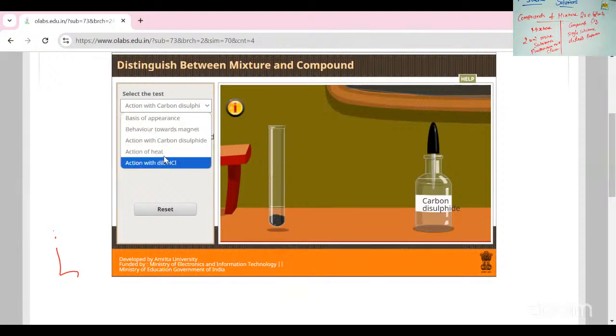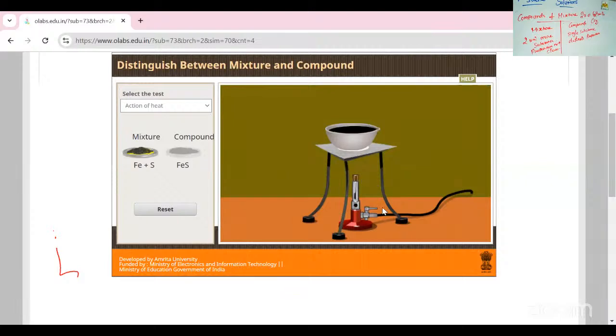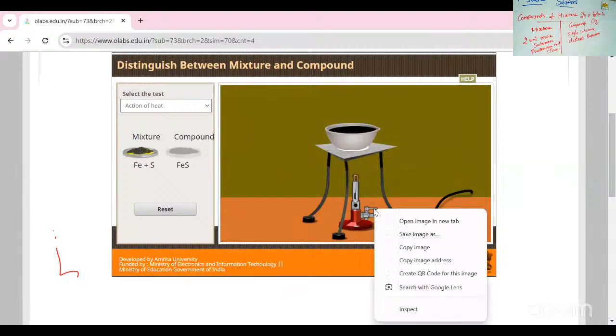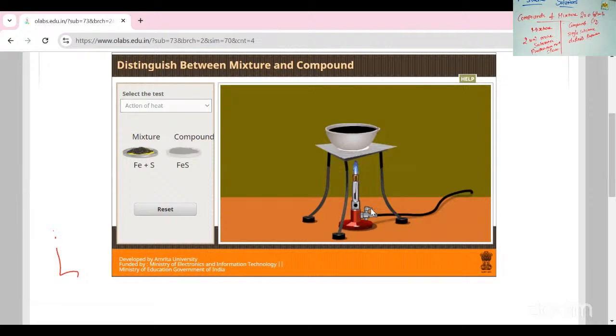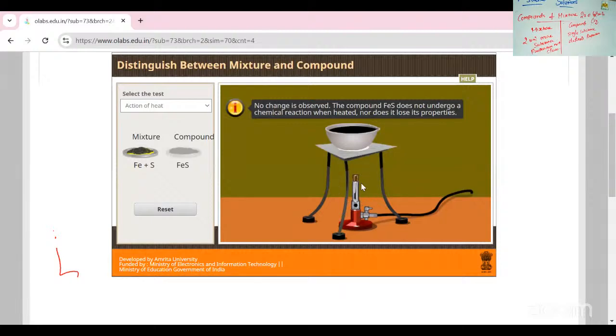And the next one is action of heat. So I am going to turn on the burner. What is going on here? The particles are evaporated from this area. In the compound, no changes are observed. The compound FeS does not undergo a chemical reaction. There is no change during the heating effect.